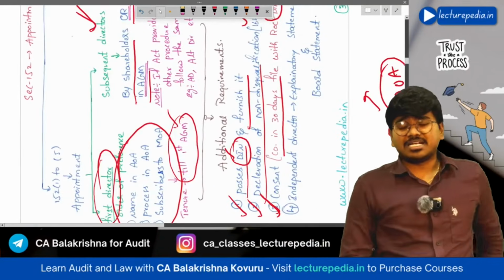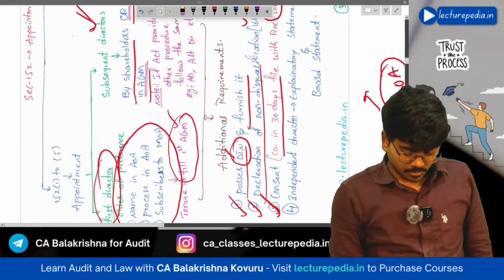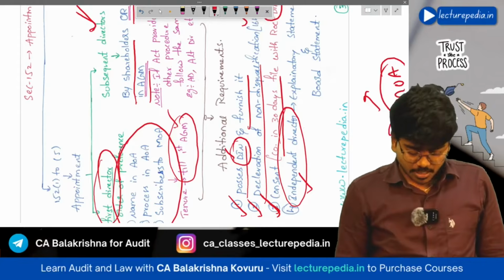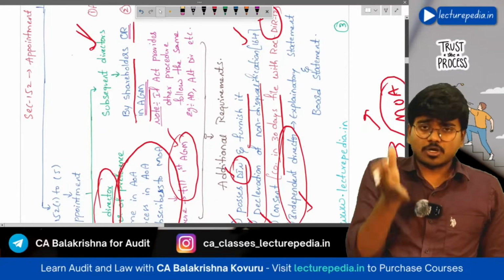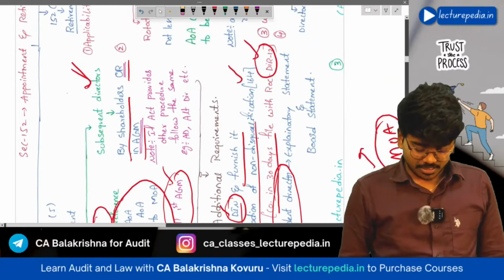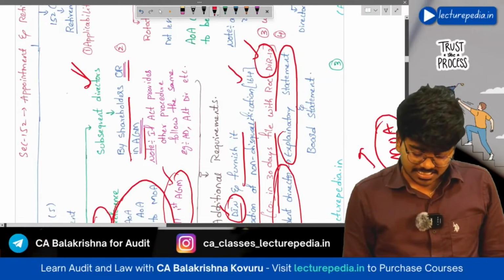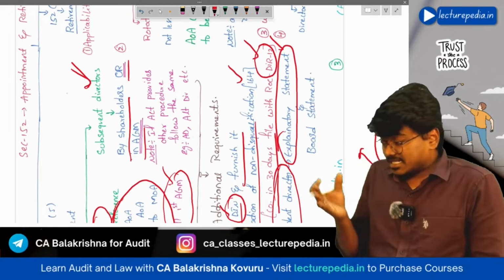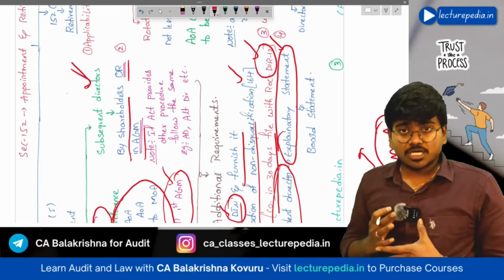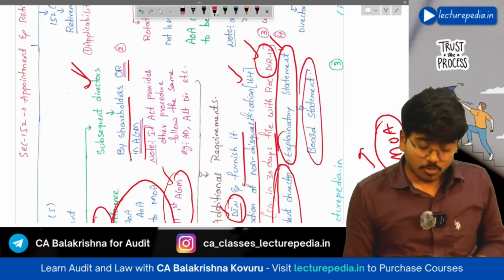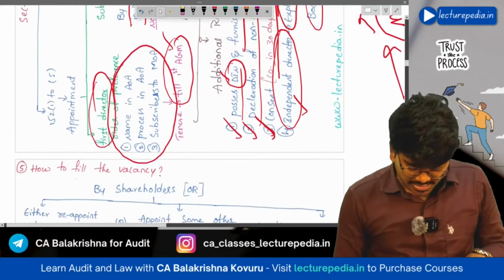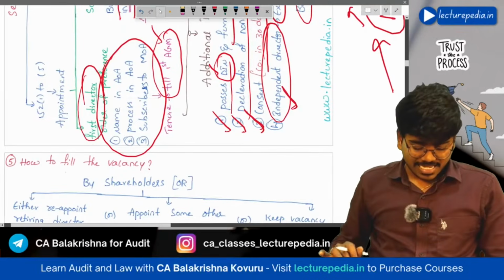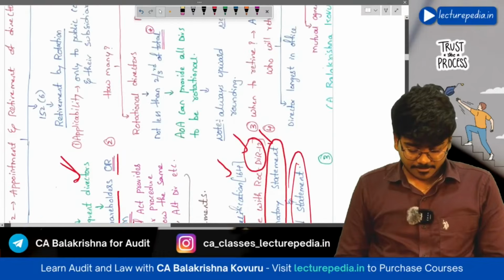And in case you are appointing an independent director, what is this independent director? I have not yet explained the concept of independent director. Basically, if you want to appoint an independent director, an additional requirement that you need to furnish is an explanatory statement. In this explanatory statement, you need to explain why you are appointing that particular person as an independent director. You need to give the explanation, and also the board statement. This independent director, we will be discussing at the end of the chapter. There you will get clarity on who is an independent director.